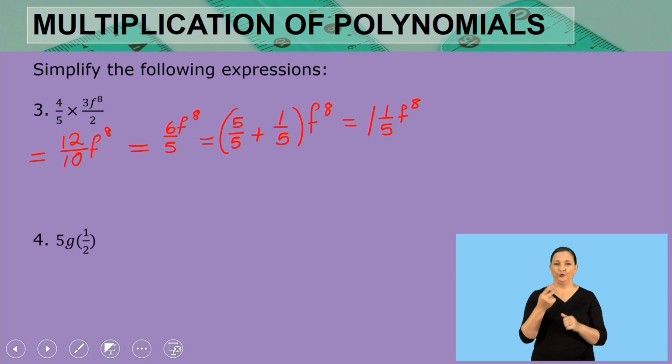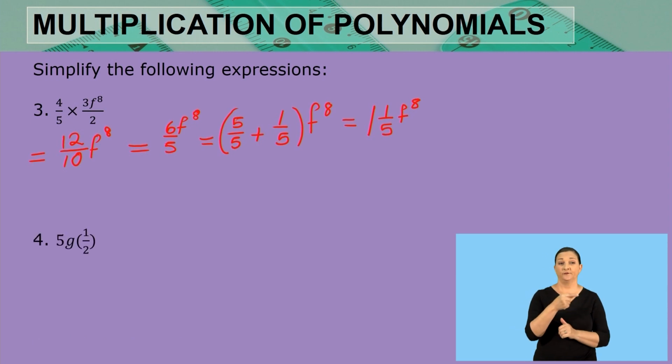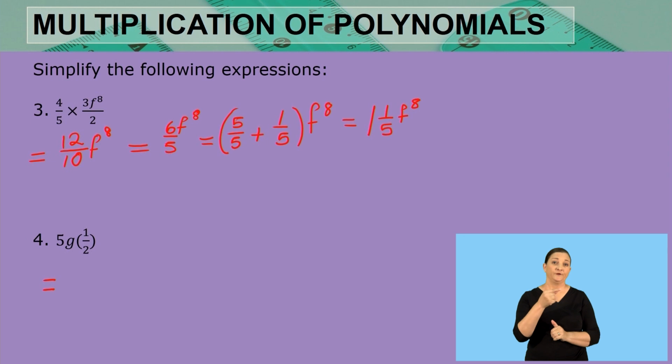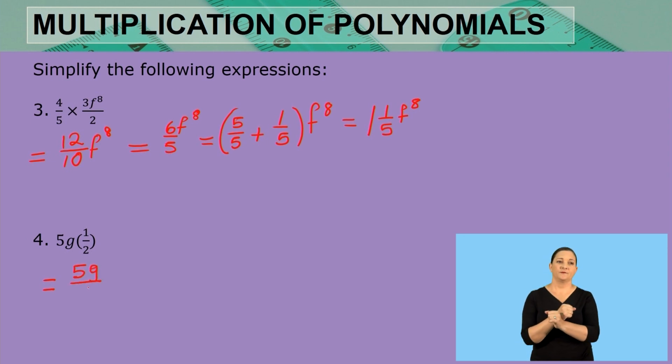Let's look at a second example. We have the 5g multiplied by 1/2. So 5g multiplied by 1/2 is going to be 5g divided by 2. Or now we have 5/2 g.